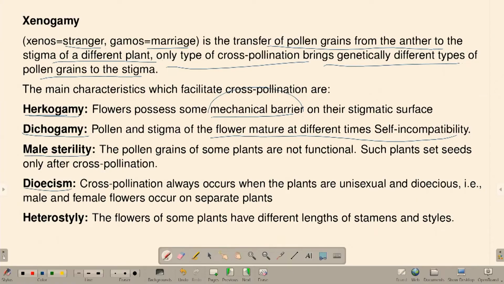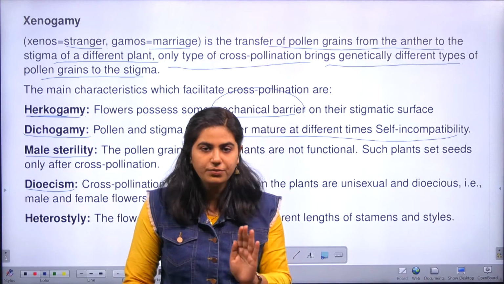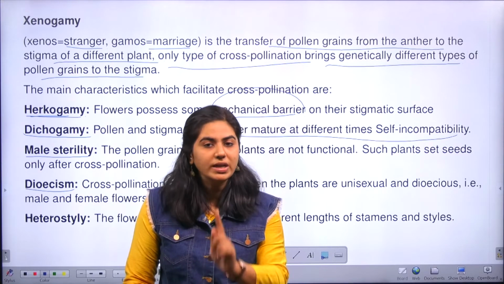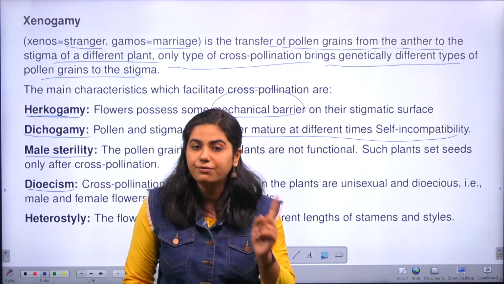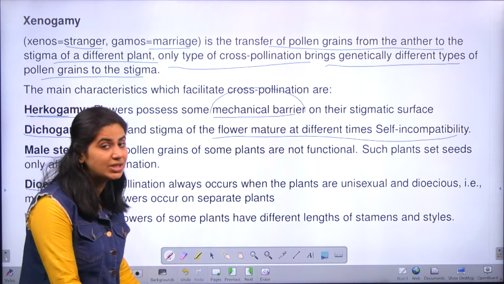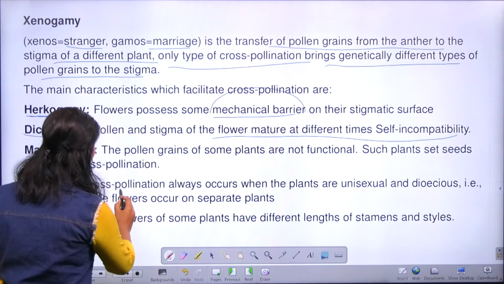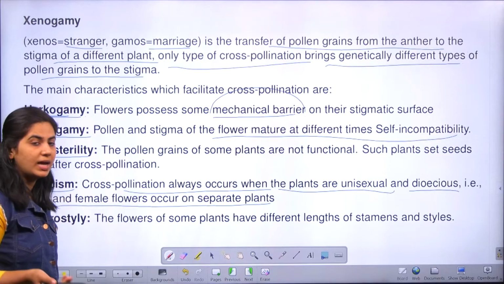Next one is dioecium. Dioecium is nothing but in a plant, the plant will either have only the male flower, or will have only the female flower. That is, male and female flowers will be in different plants. That's called dioecious plants. They are not monoecious, they are dioecious plants. See, cross-pollination always occur when the plants are unisexual and dioecious. That is, male and female flowers occur on separate plants, right?